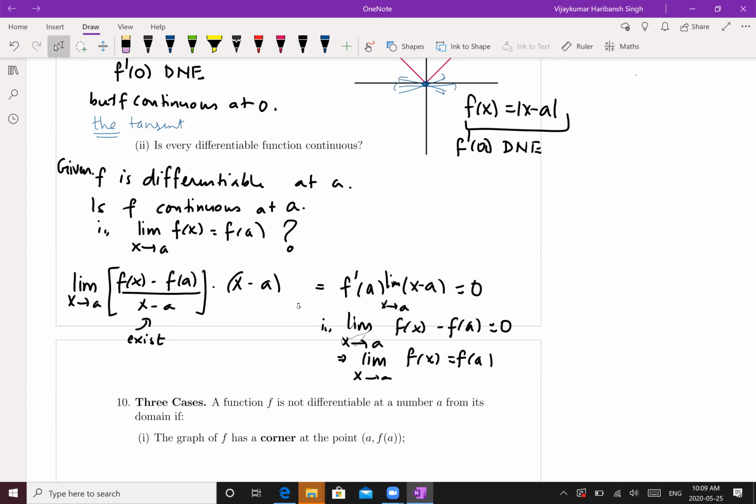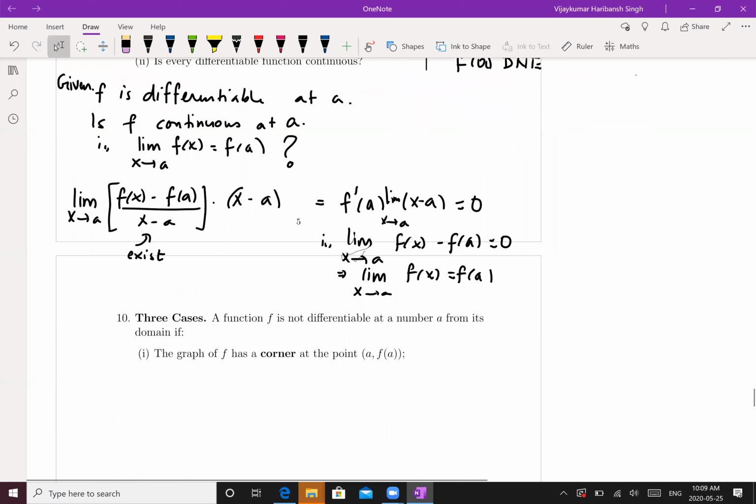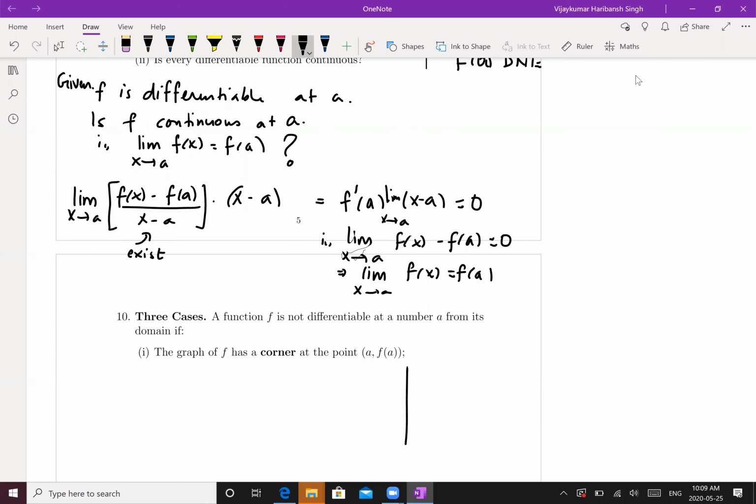Now, consider the cases where the function is not differentiable. So let's try to understand that. What are the problems with differentiability? So the first problem is that the function may have a corner, right? So f of x equals absolute value of x. It's not differentiable here, not differentiable at x equals 0, because it has a corner at that point.